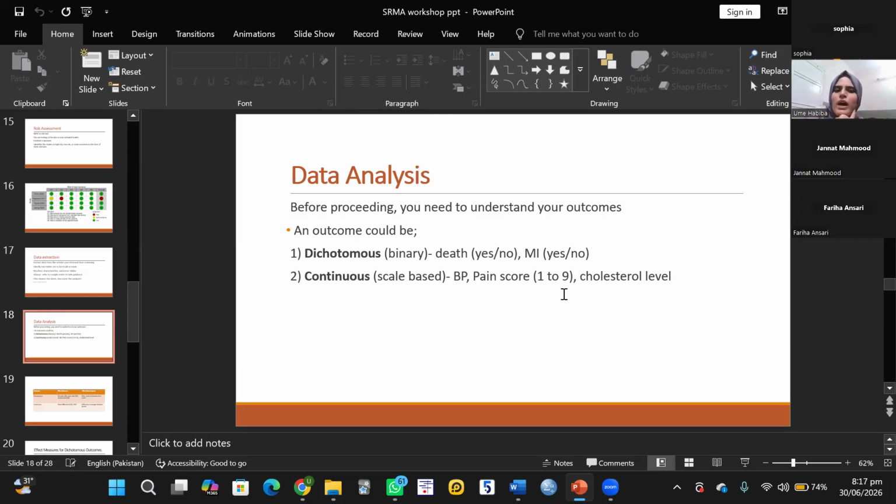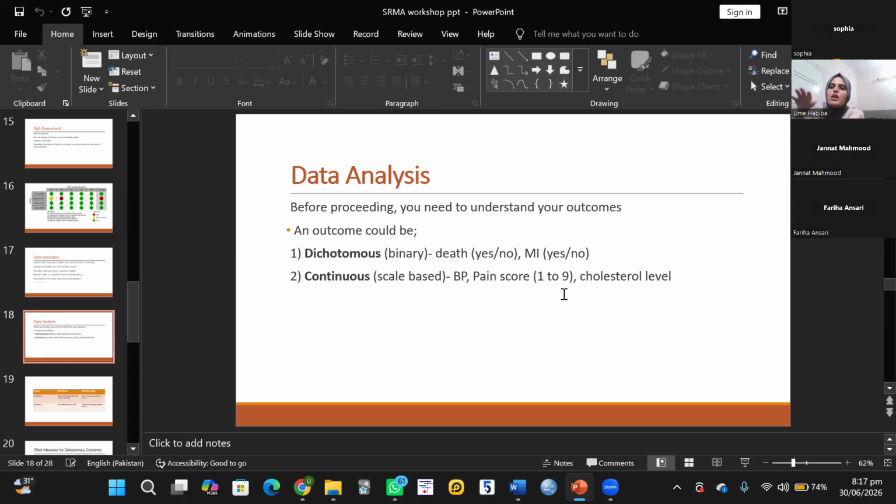So why do we perform data analysis? Basically, the numbers that we've gotten from our data extraction, now we have to get some result out of it, right? That's why we extracted the sheet. So for data analysis, you perform analysis of your outcomes, right? Not for the baseline characteristics, that's for the theory part, right? You perform analysis of the outcomes that you extracted from all the trials, right?